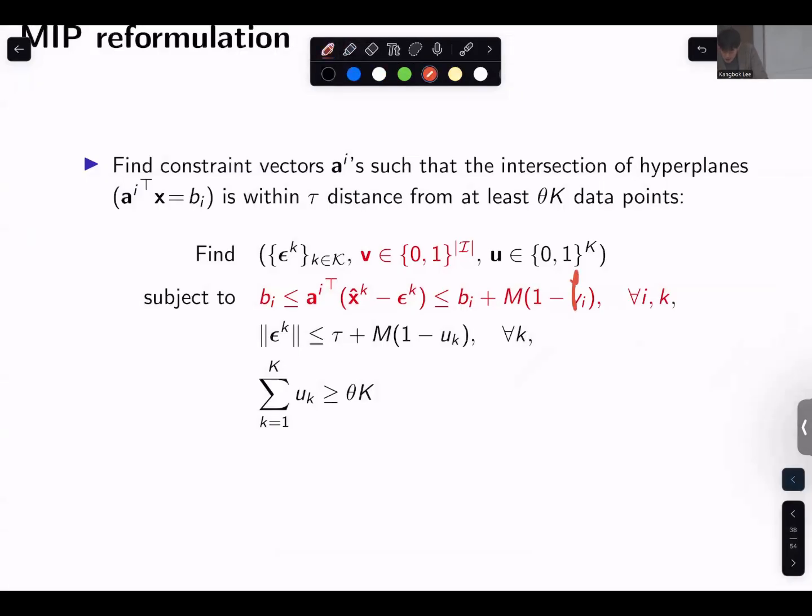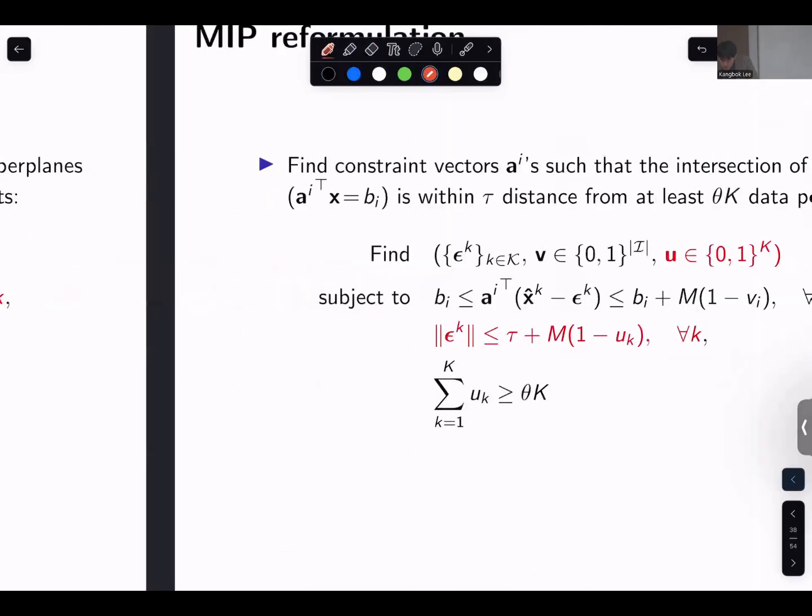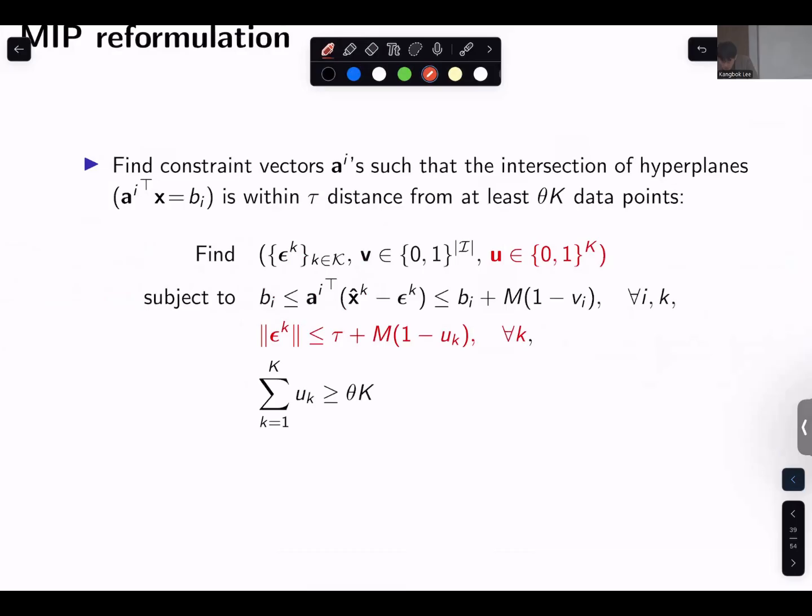If v is 1, this becomes 0, then you're basically tightening this constraint. And what that means is you'd like the perturbed solution to be exactly on that hyperplane that corresponds to AI. Okay? That's the interpretation. What about the u variable? The u variable is also a binary variable. If u is 1, what that means is this becomes 0. So you are actually trying to make that k data point non-outlier by making it satisfy its optimality condition to be no greater than tau.